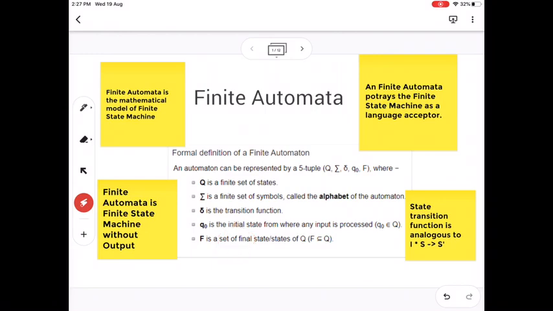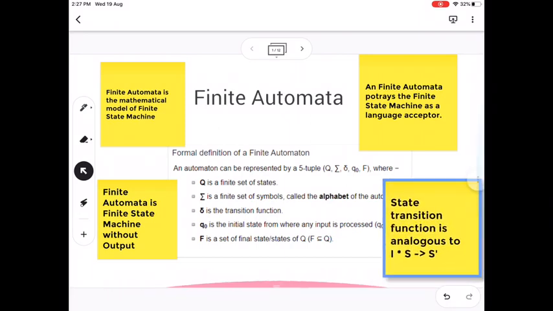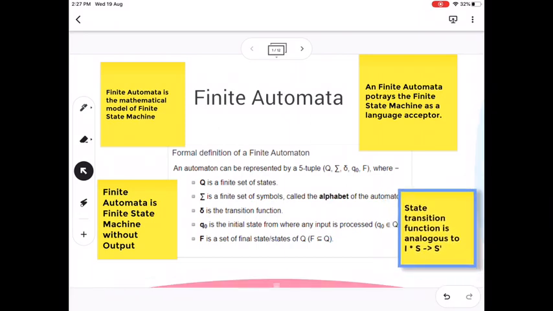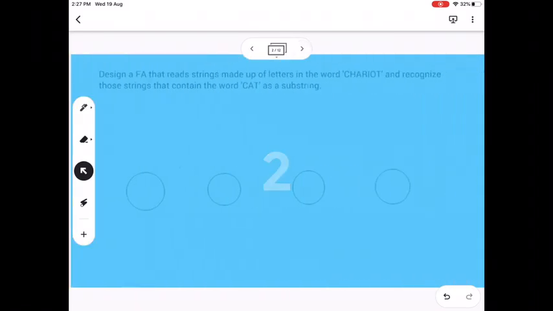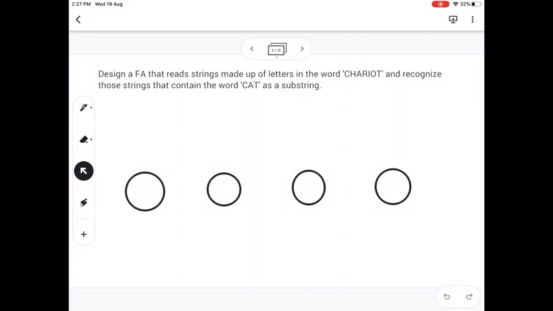Okay. So, what is state transition function? State transition function is analogous to I by S, which gives you S. So, we will see all these terms with one example. I have taken a very interesting example. The first example is design a finite automata that reads strings made up of letters in the word chariot and recognize those strings that contain the word cat.